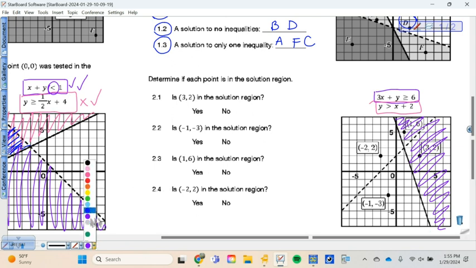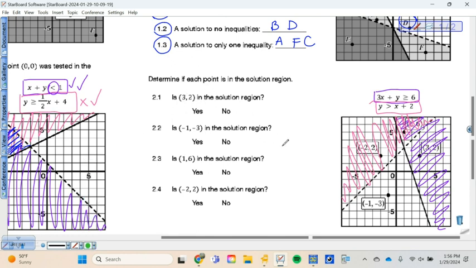And what about the pink one? Is it greater than or less than? Greater than, so above or below? Above. So now that we see that, we can determine whether these points are a solution or not.